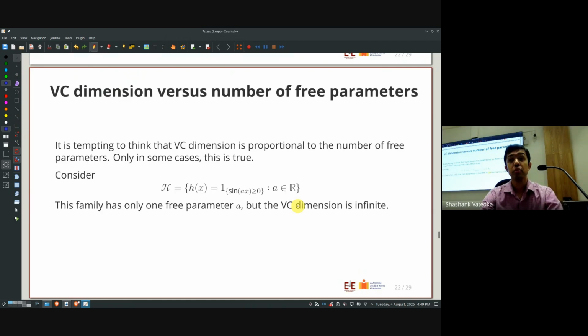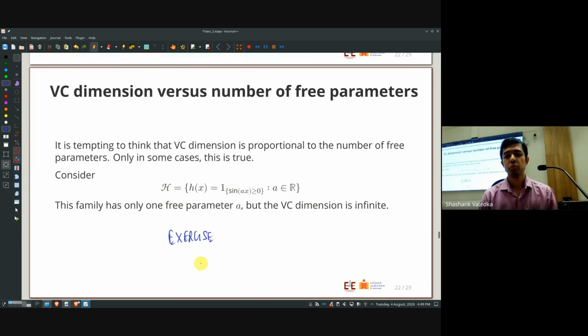If you have a family of hypothesis classes which are parameterized by some number of parameters, for example, polynomials of degree k, then the VC dimension of this family is proportional to k. But there can also be hypothesis classes which have only one free parameter but have infinite VC dimension. And here is one such example. It's an interesting exercise to show that the VC dimension of this hypothesis class is infinite.